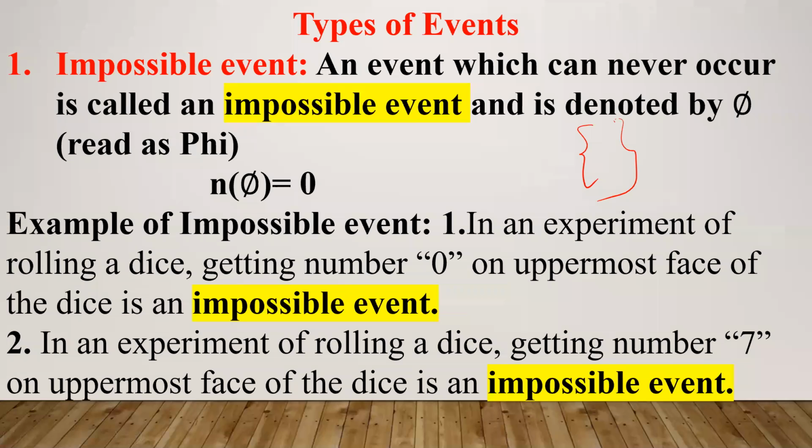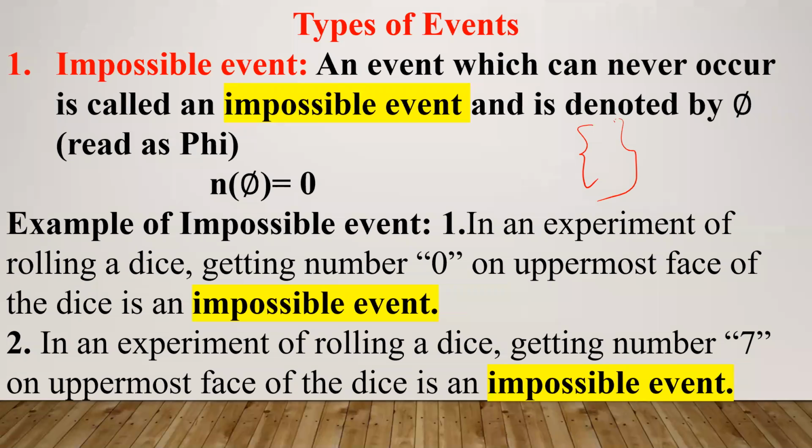I have given you some examples of the empty or impossible event. Let us revise them once again. One example I gave you was, in an experiment of rolling a dice, getting number 0 on the uppermost face of the dice is an impossible event. Because when you throw a dice, you will never get 0. Because we know that the dice has only 6 faces, and on none of the faces is the number zero there. So this will be an impossible event.